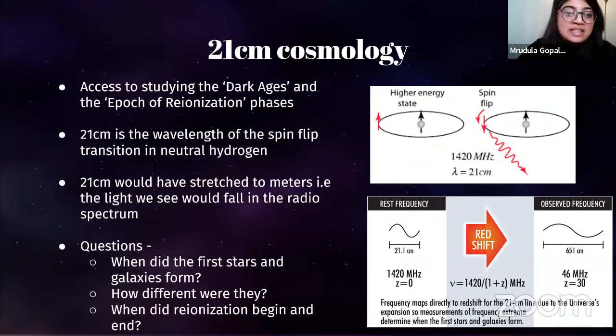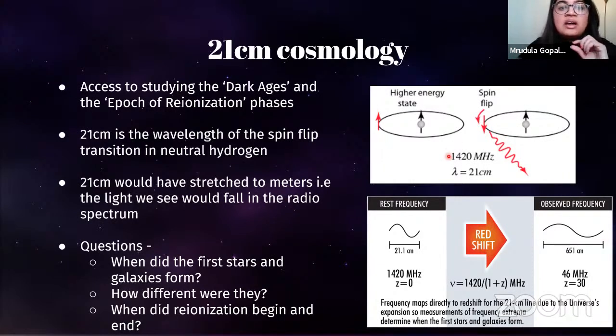So like I said, in the dark ages or epoch of reionization, there was no light. There's a lot of neutral hydrogen, but neutral hydrogen undergoes a forbidden transition, basically illustrated here. This is like chemistry 101: if spin states are unstable, they try to go to their stable states, and when you go from an excited state to a stable state, you have an emission.